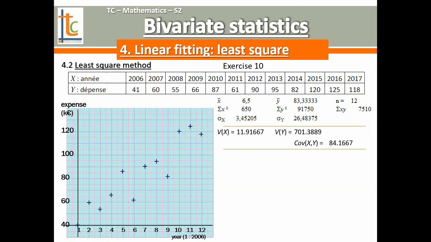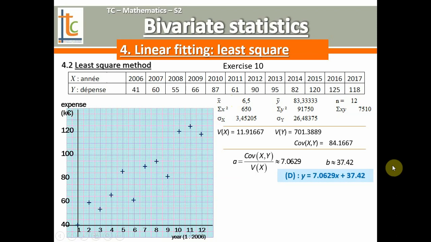Now, the additional formulas for A and B. A equals the covariance of xy divided by the variance of x, 84 divided by 11, so take decimals, of course, and then you will obtain a result which is approximately 7.0629. B equals y bar minus A times x bar, approximately 37.42. And then you can write the expression of your line, with the French way to express it, y equals 7.06x plus 37.42.